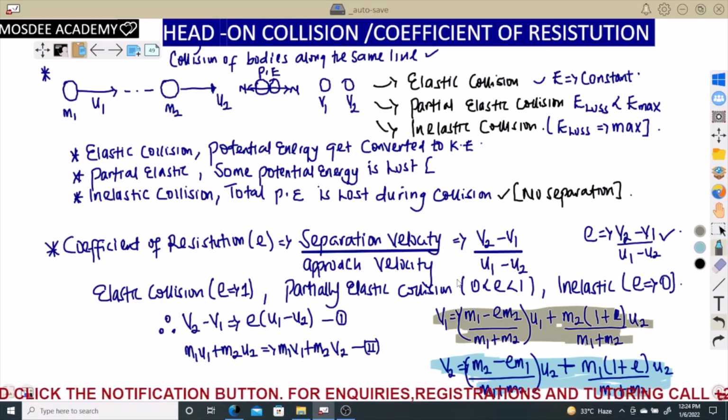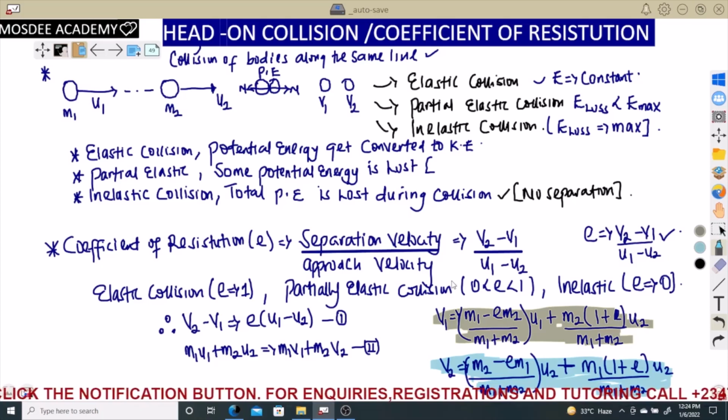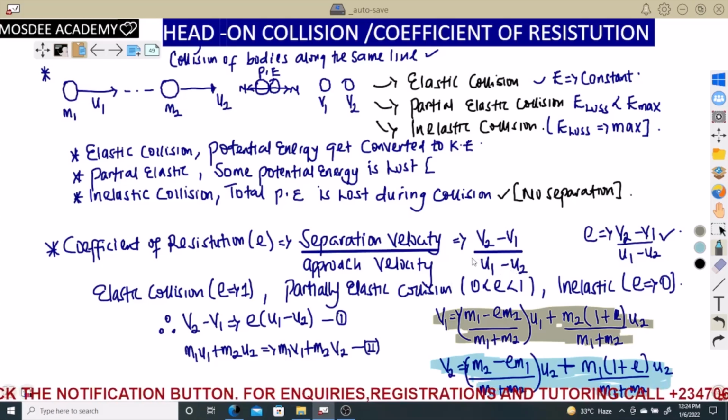So guys, that is all about head-on collision and coefficient of restitution. The important fact is that restitution equals 1 for elastic collision, it is between 0 and 1 for partially elastic collision, and it is always 0 for inelastic collision, because potential energy has been lost during the process. Keep this and the relationships in the back of your mind, so that you can apply them directly in solving questions. So we move to the next one.